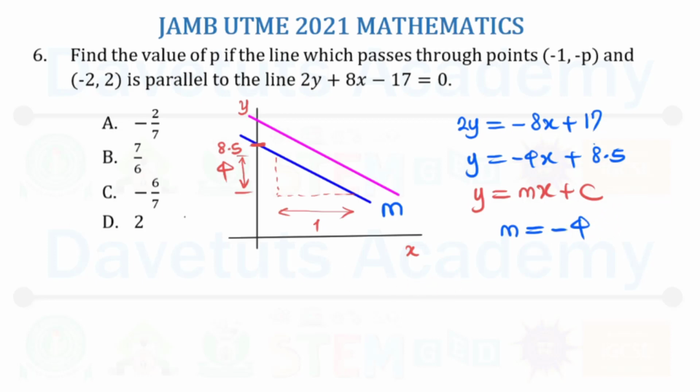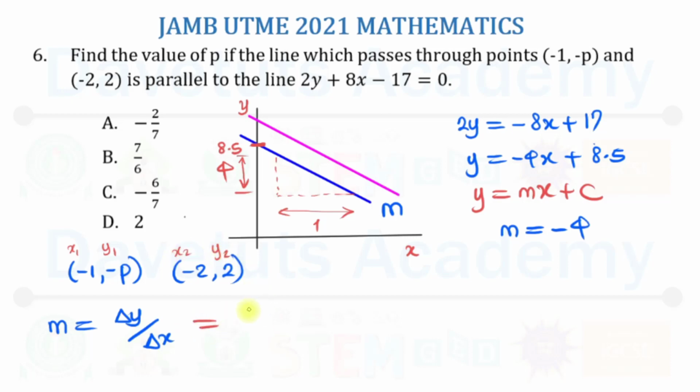So the slope is minus 4, and we have 2 points, minus 1, minus p, and minus 2, 2. What is the definition of slope? The slope is the change in y over the change in x. So if we call this x1, y1, and this x2, y2, we can say it is y2 minus y1 over x2 minus x1. That is going to give us nothing but the slope m that we are talking about.